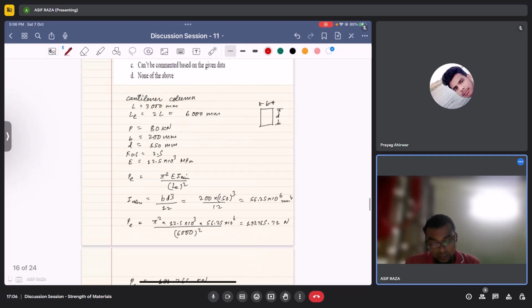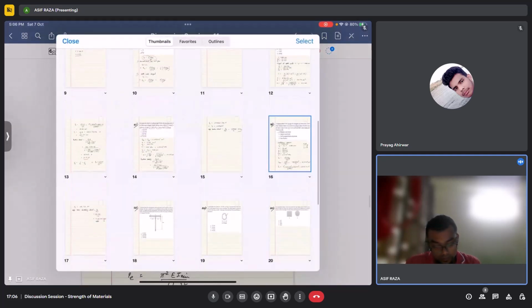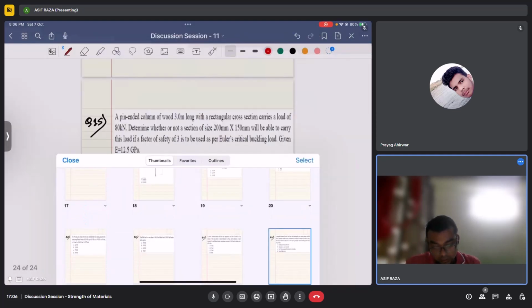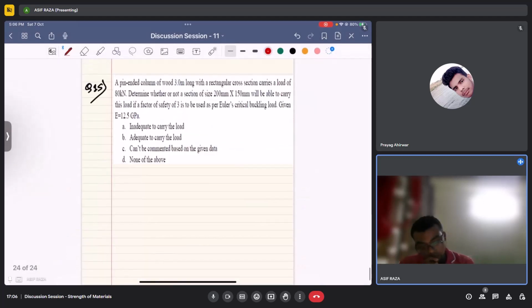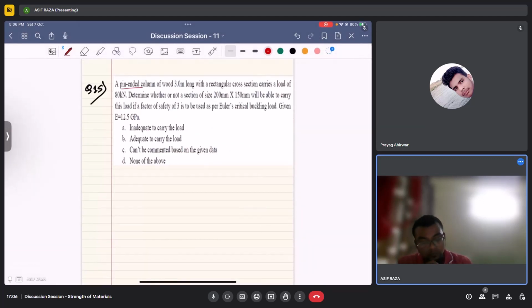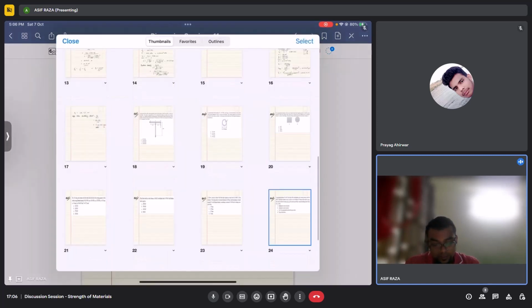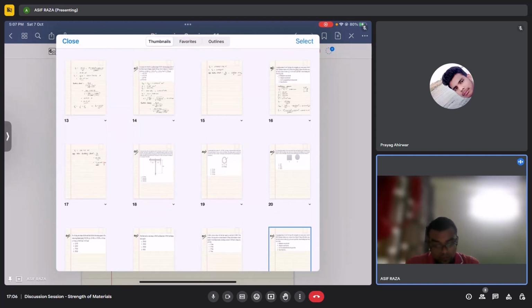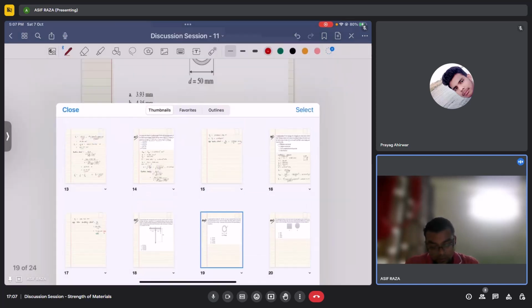Similar to this question, I have also put up one in the last part of this question. In this question, this is a pin end column. Rest other things are same, and the factor of safety is also changed, like 2.5 to 3. So it's a similar thing. You just need to check the effective length and the factor of safety and check whether it would be able to carry the load or not. So I hope you would be able to solve this question as well. Now let's solve this question.